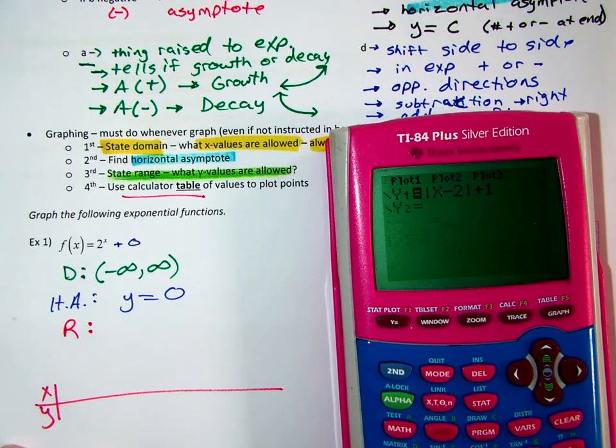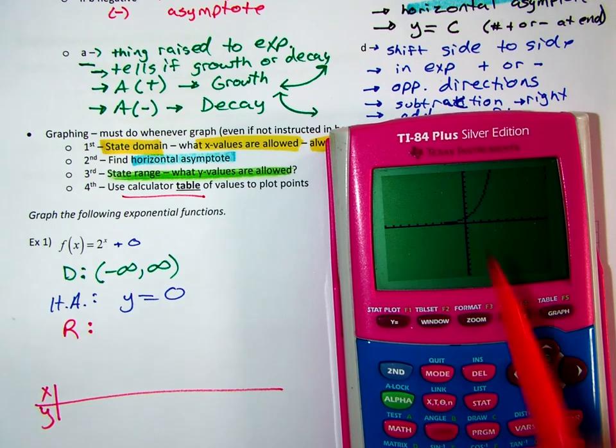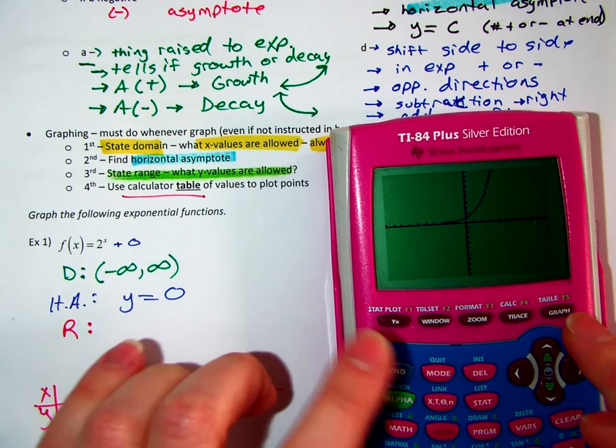So we go to the y equals, clear it out. So we have 2 to the x power, and we can go ahead and graph that. So we see that it's going up, so let's go to our table.